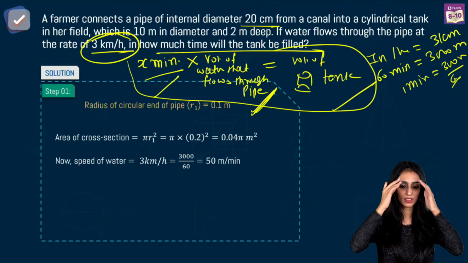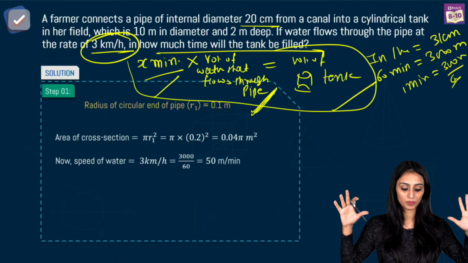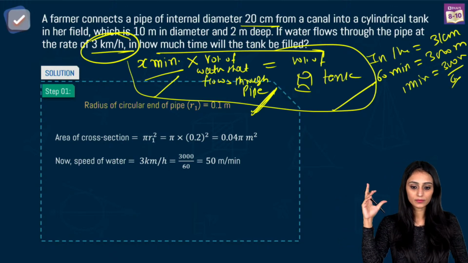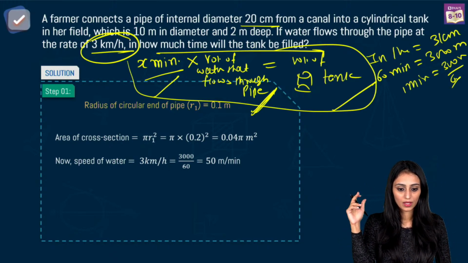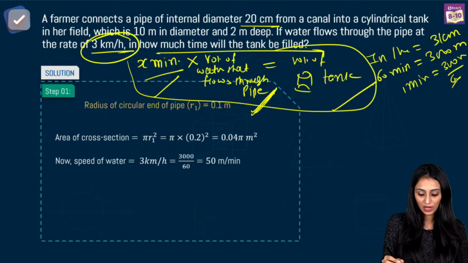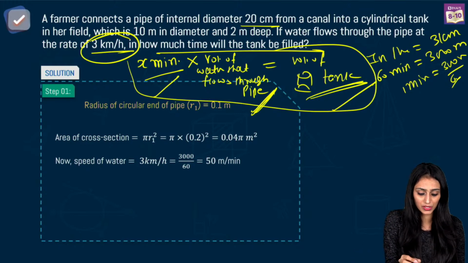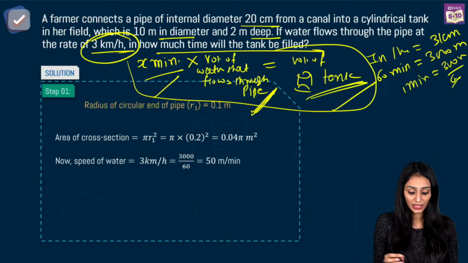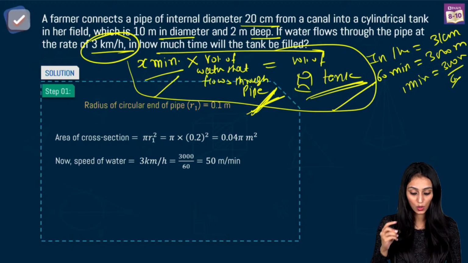First, let's understand the concept. I hope everyone has understood this much part. All right, so this step is clear. Now, what I need is, we have the volume of the cylindrical tank because we have the diameter and the height. But I need to find out the volume of this pipe. So how do I find it out?